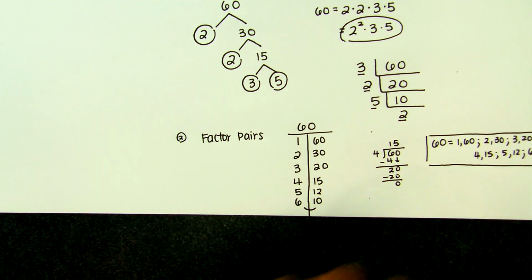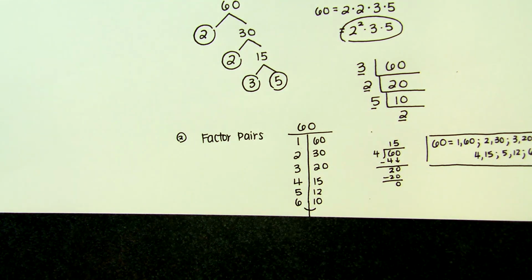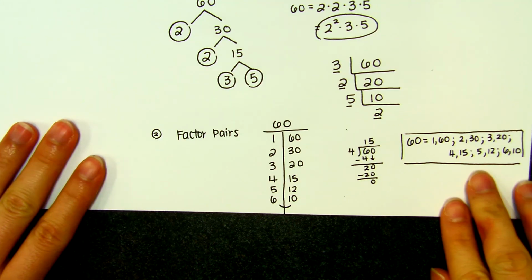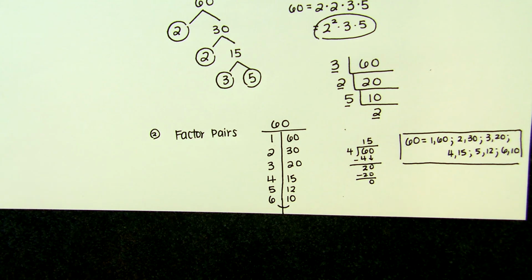If you would like to go over more examples of this, please ask me. But other than that, this is factor pairs and prime factorization, which is what you need to know for 1.4.